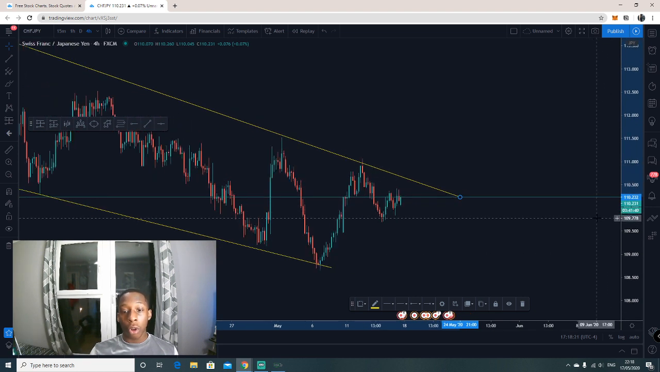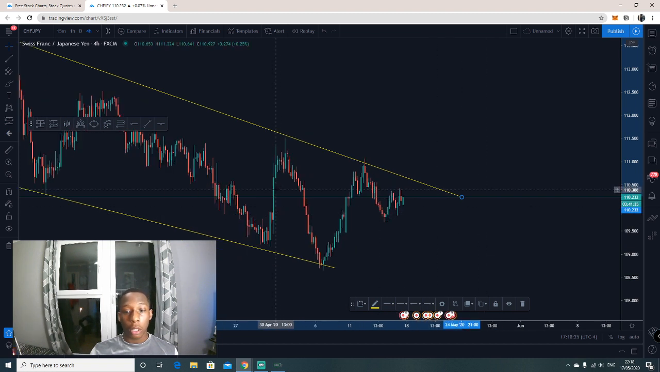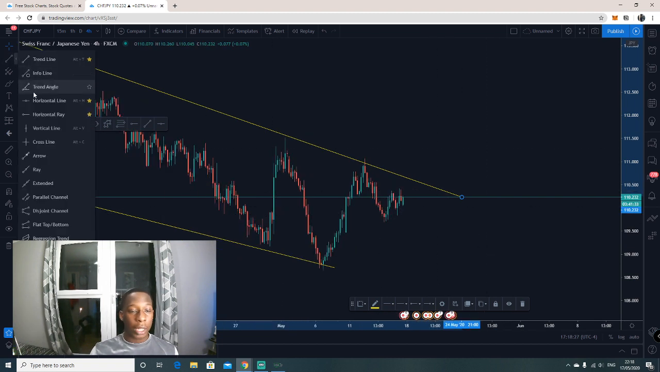So downward trend, so automatically we're going to be looking for shorts. 4 hour, we got a test of this level.